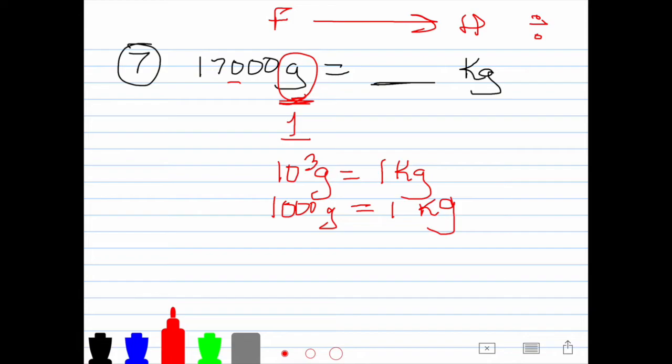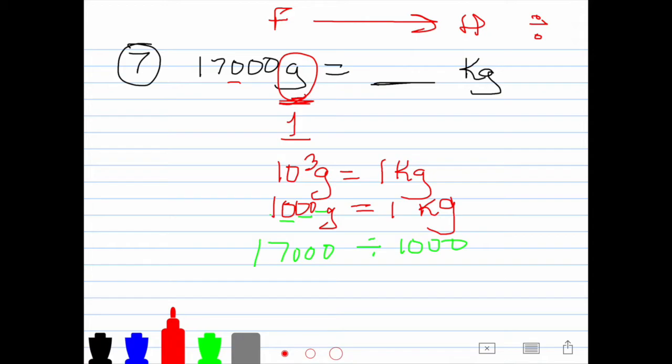Okay, so what am I going to do here? I'm going fly to horse. I'm going to divide. What am I going to divide by? Well, how many zeros do I have? 1, 2, 3. I'm going to divide by 1,000. So it's 17,000 divided by 1,000.